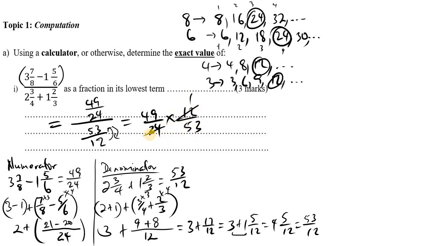12 goes into 12 once, and into 24 twice, and so we get 49 times 1 is 49, and 2 times 53 is 106. And that's the answer.